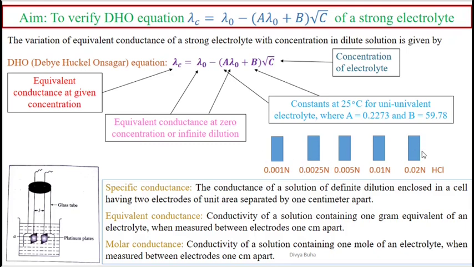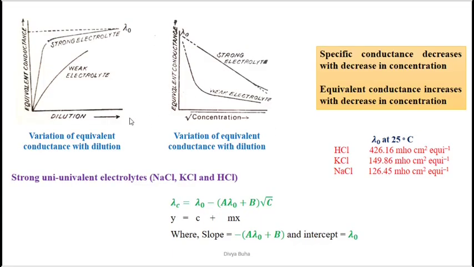And once you prepare all of the solutions, you have to find out the equivalent conductance of all of the solutions, right? So now you will have the equivalent conductance for different solutions, a range of equivalent conductance values. By using the equivalent conductance values and the concentration values, you have to plot a graph. So this is the graph of equivalent conductance versus dilution, and this is the graph of equivalent conductance versus the concentration, right? So this graph you have to prepare.